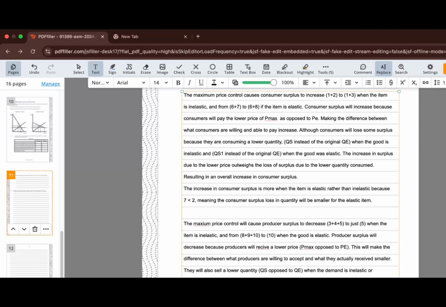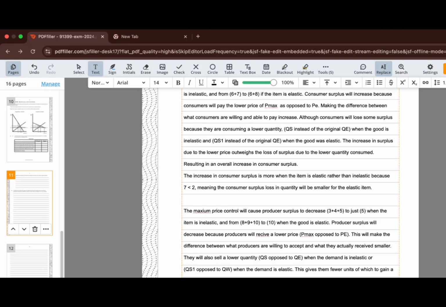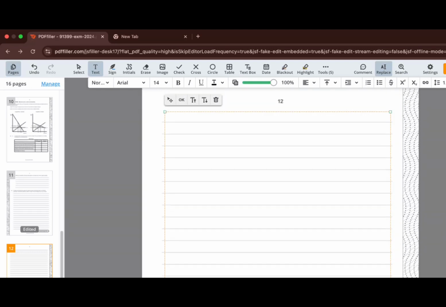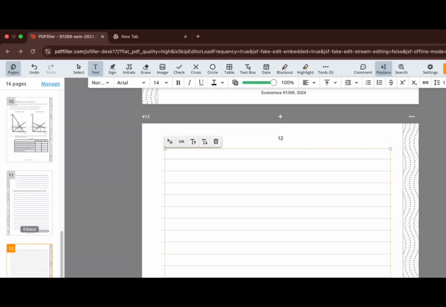Okay, running out of space here, guys. We'll need to go on to the next page. Okay, moving on to kind of wrapping up that producer surplus section. We'll start a new line here, guys. So essentially, the loss in producer surplus is going to be greater than the gain in consumer surplus, which is going to lead to a decrease in quantity supplied.